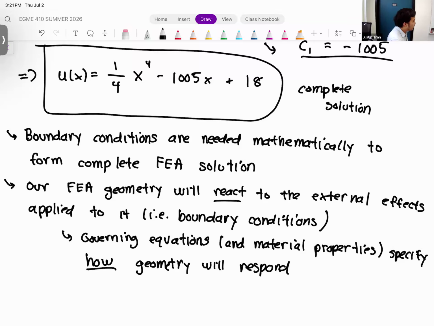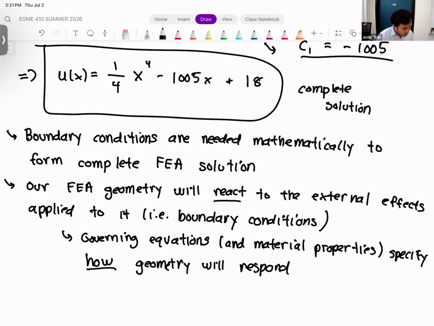So whether you have an aluminum rod or a rubber rod, those are going to respond differently to an applied force. Whether you're considering a linear elastic situation or thermal situation, that's going to describe how your system's going to respond to it as well.